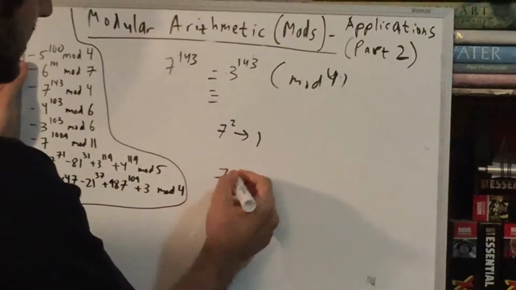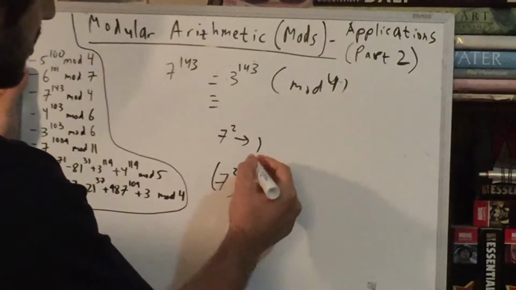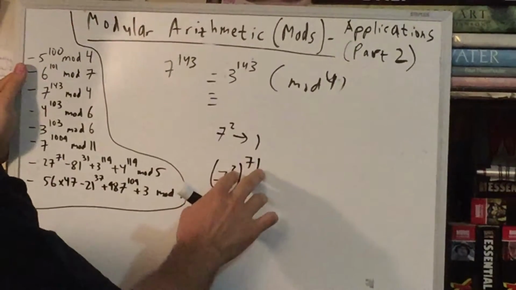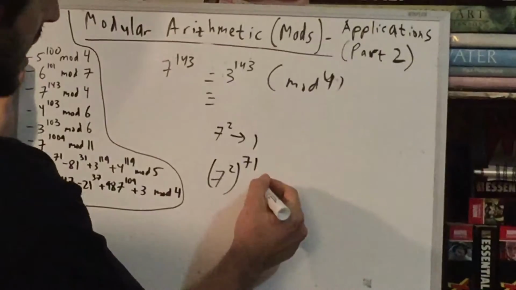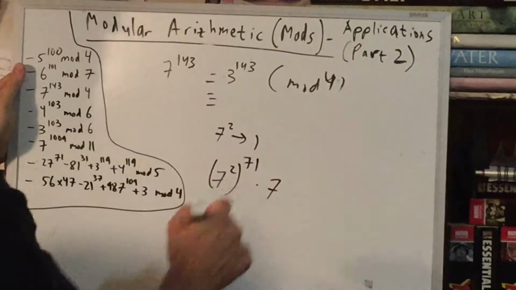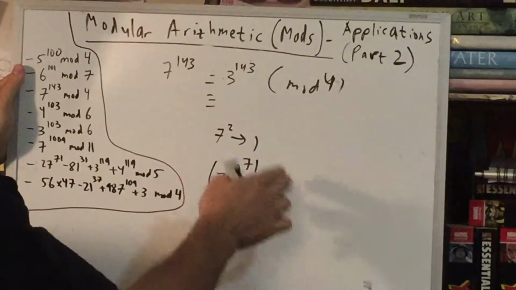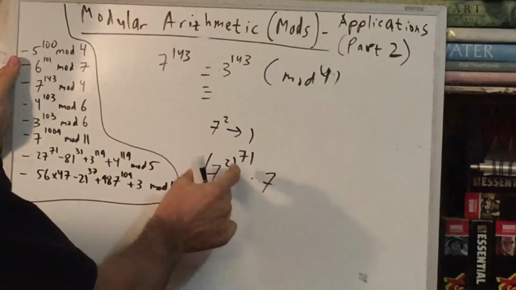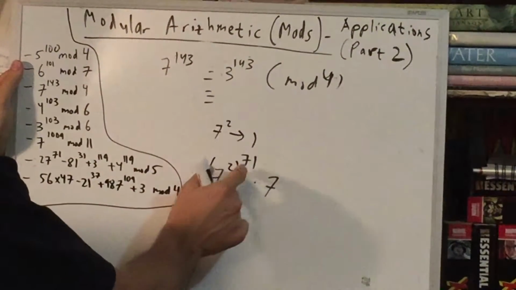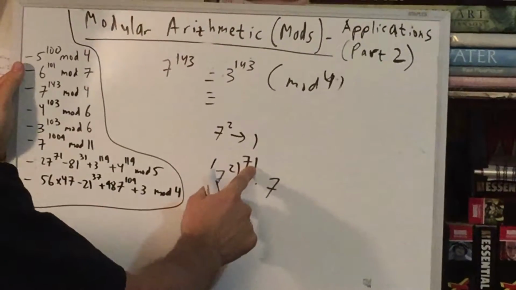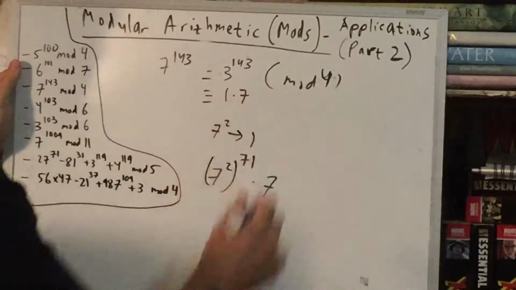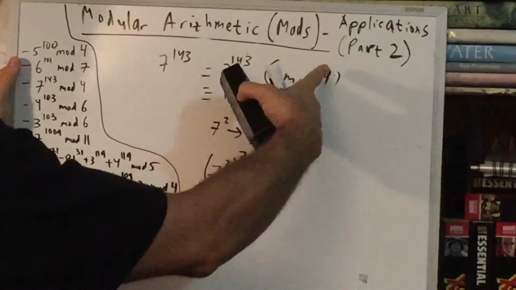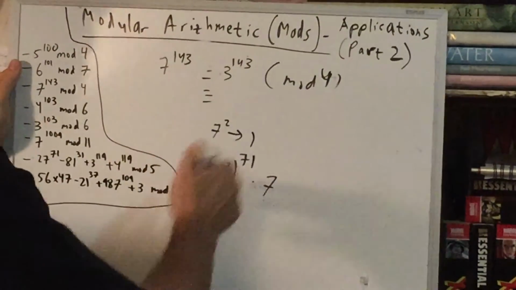So you could think of this as 7 squared to the 71st power, because a power to a power you multiply, that's 142, and then we have this one leftover 7. So altogether that's 143 sevens. Why do we split it up this way? Because this part is 1. So 1 to the 71st power is just 1. So this would become 1 times 7, and that's going to be 3, because 7 mod 4 is 3. So the answer to this one is 3.